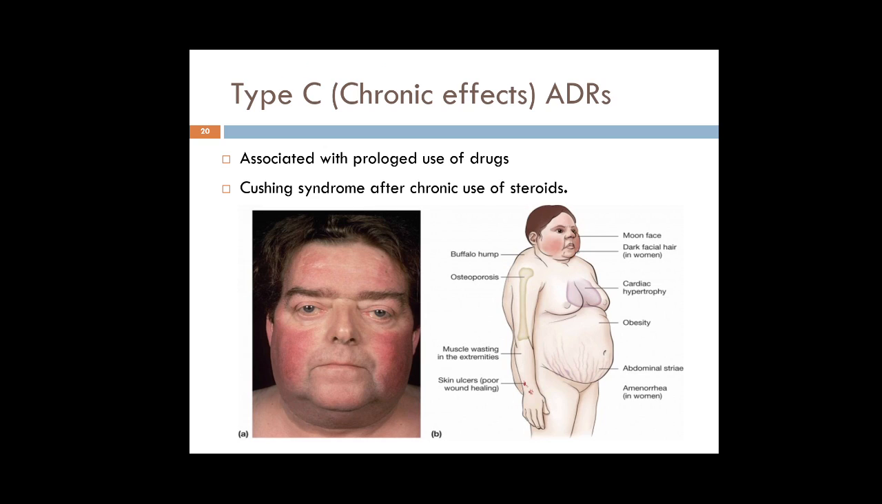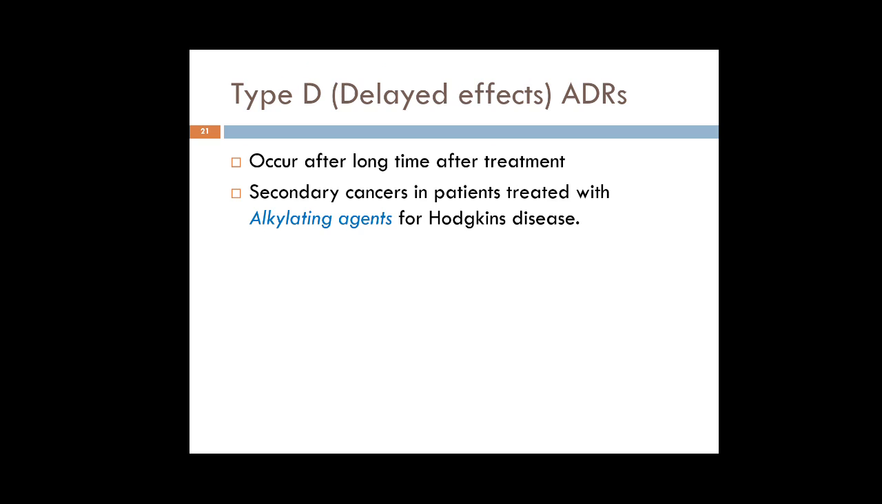So in such cases, you should alter the doses of the drug according to the condition, according to the response of the patient. You have to monitor continually if the patient is showing such kind of symptoms. So you have to change the medication, you have to taper the dose, you have to monitor the symptoms. What are type D?